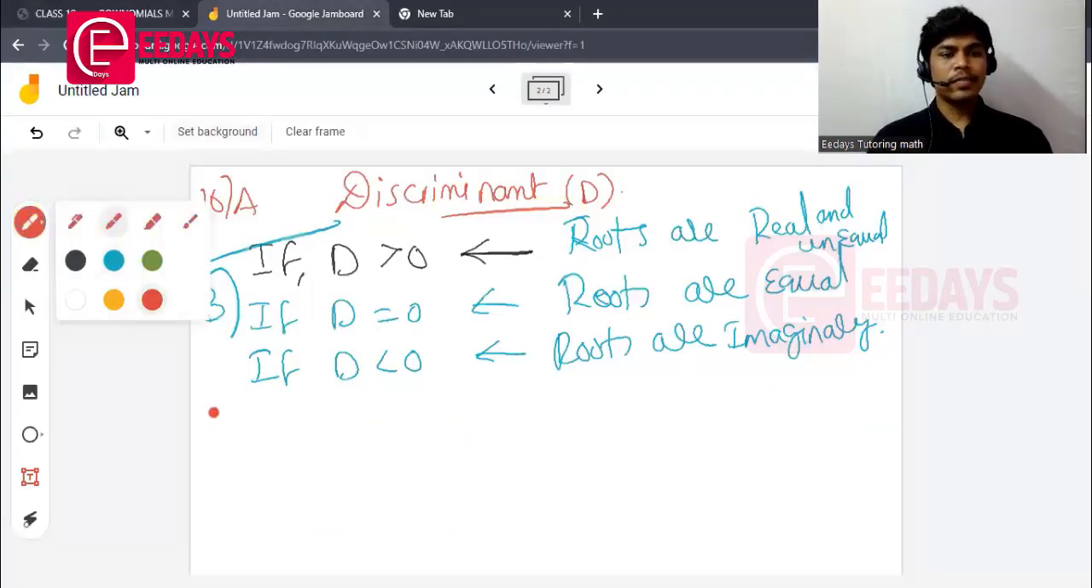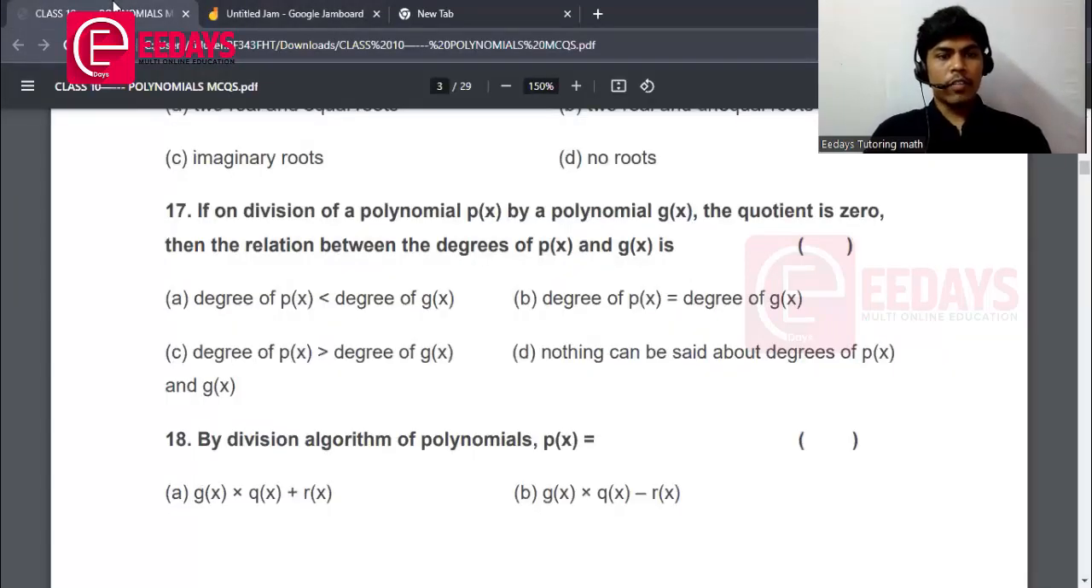Okay. Next, the 17th one. On division of a polynomial p of x by a polynomial g of x, the coefficient is 0.